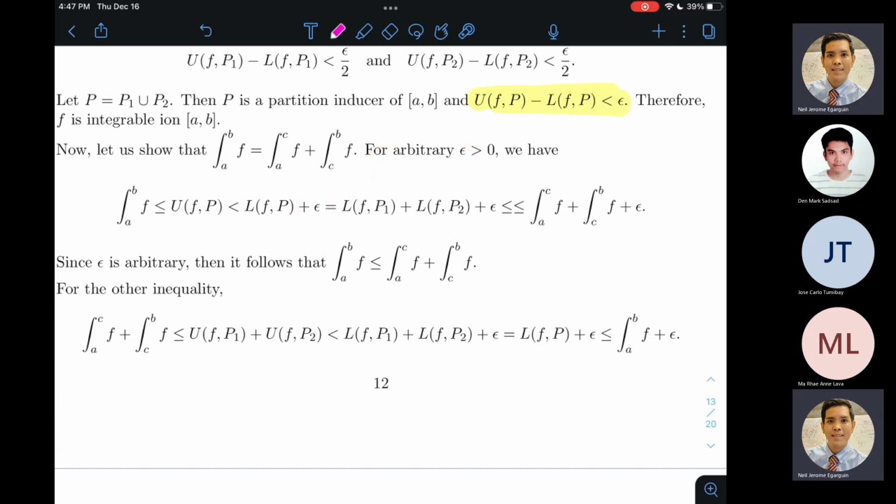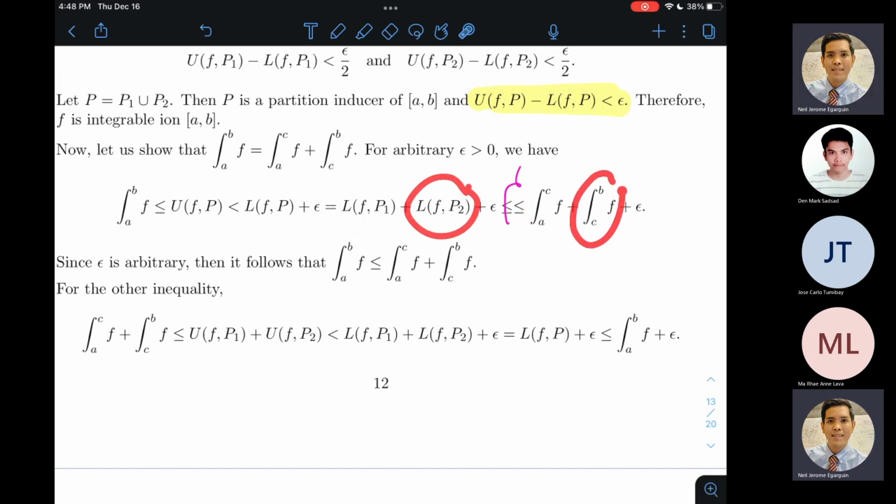Why do I want to have that? So, may typo dyan. Nakorek ko na to, nabura ko na yung inequality sa final version. So, this guy, ito ay lower Riemann sum. Pero ang Riemann integral ay supremum ng mga lower sums. So ibig sabihin, upper bound ng mga lower sums yung Riemann integral. So ibig sabihin, this guy is smaller than this integral.